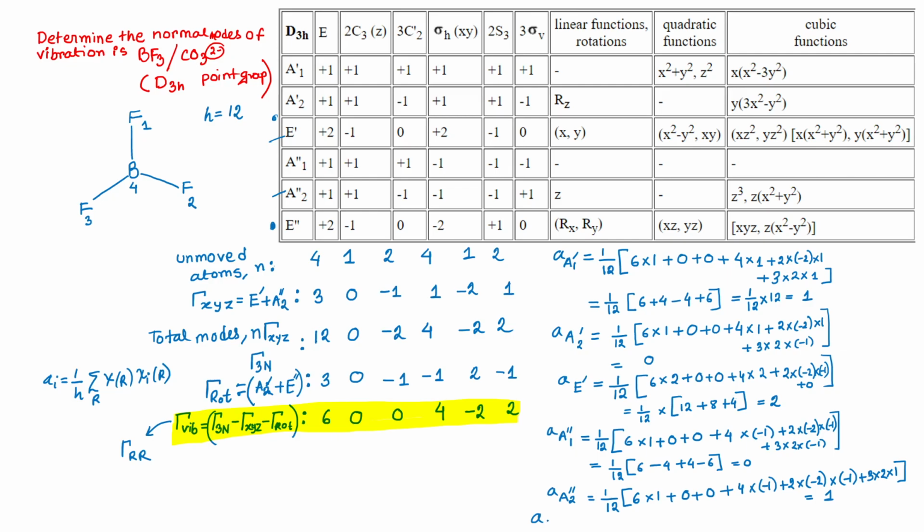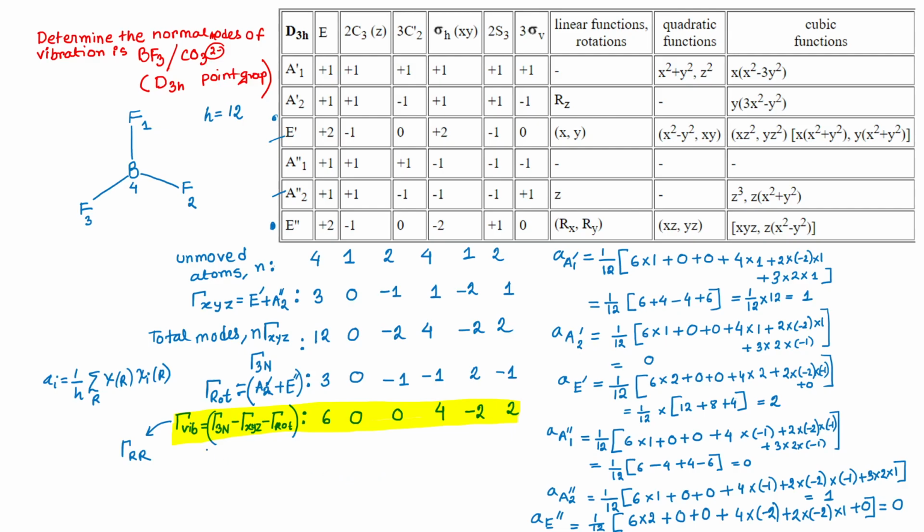But what about E double dash? That is going to be 1 over 12, 6 into 2 plus, anyway there is 0, so I will not take care of this, then 4 into minus 2 plus 2 into minus 2 into plus 1, and again there is 0, so I will not take care of that. So it is 12 minus 8, which is plus 4, and then again minus 4, ultimately 0, so it will not contribute to my irreducible representation.